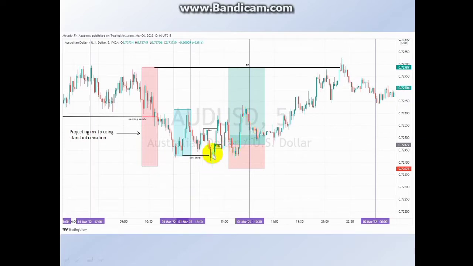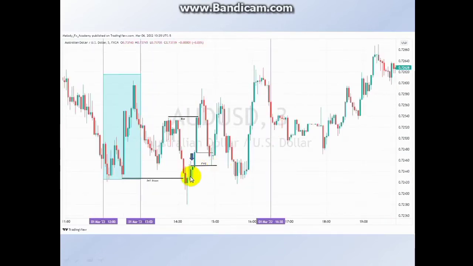But I'm just doing this for teaching purposes. So you don't have to go down further, you can just take your entry on the 5-minute, and you can see we have the same scenario here: break of structure, market expands higher, started retracing, we got our fair value gap, our entry will be right here, and the market expands higher, came back, and went higher further.